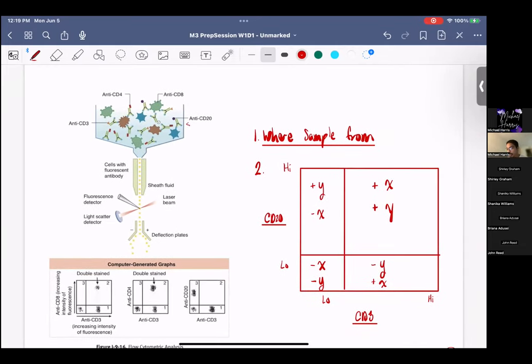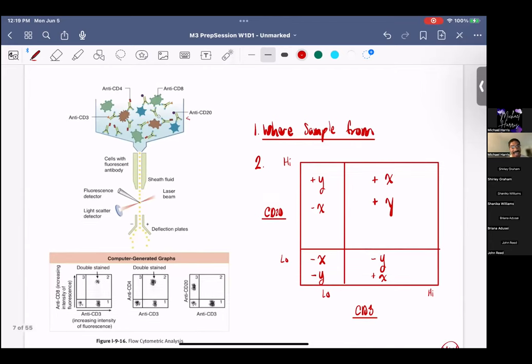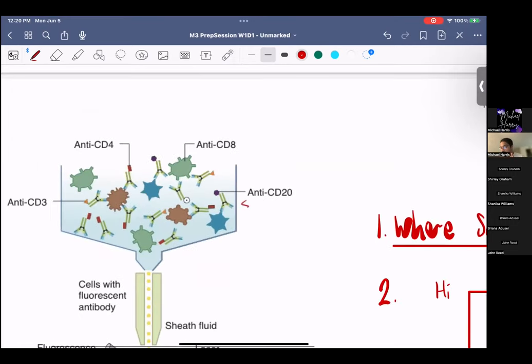This is known as a flow cytometric analysis. Essentially, what goes on is this. You have different cells, and different cells have different markers on them. We'll talk about the markers later. So we take these tags and we tag the markers on the cells. Don't worry about the anti, but these are essentially tags, and these are the cells.